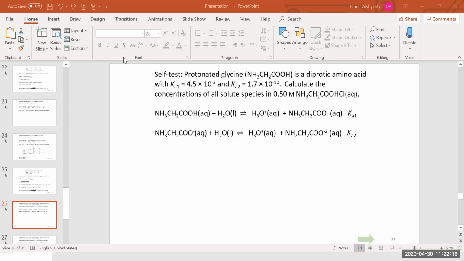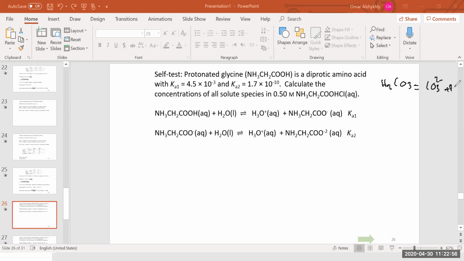Now let's look at this example for the polyprotic acid. A polyprotic acid is an acid that can donate more than one hydrogen. Be careful, it's supposed to be more than one hydrogen. So for example, if you have H2CO3, this is diprotic, polyprotic of course, but diprotic also because it can give two hydrogens.